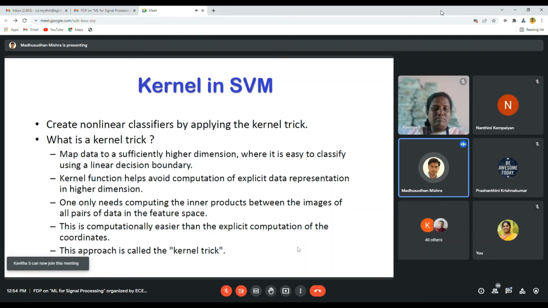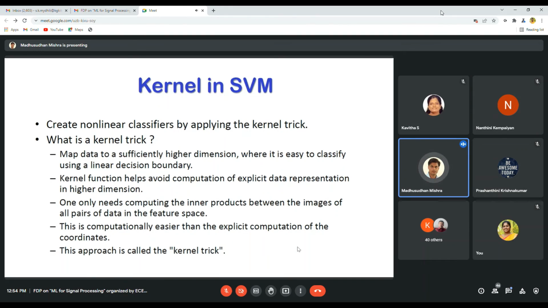Like in control engineering, when we have a non-linear system, we try some trick or some algorithm so that it becomes linear for particular parameters. The same is done here. When the decision boundary is not linear, we play the kernel trick, and with the help of different kernels, we map the data to a sufficiently higher dimension where it is easy to classify using a linear decision boundary.